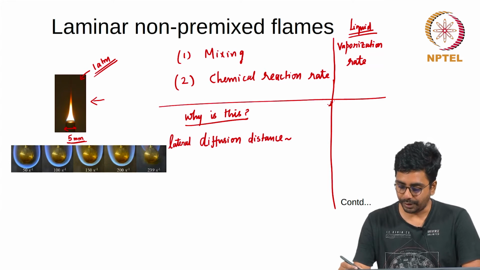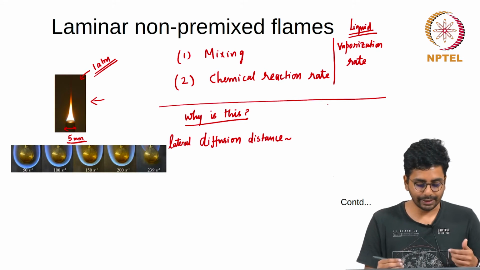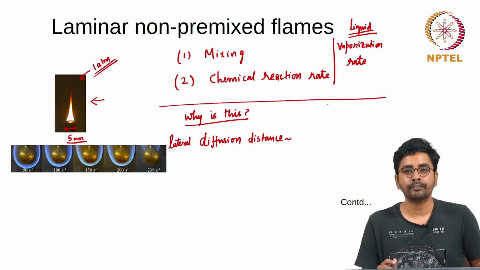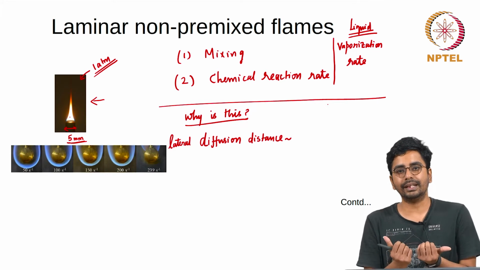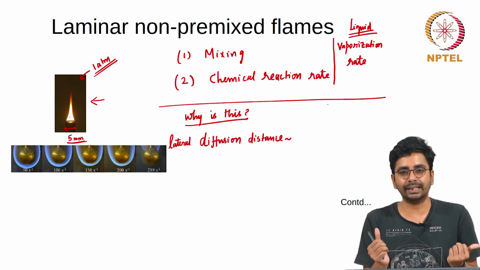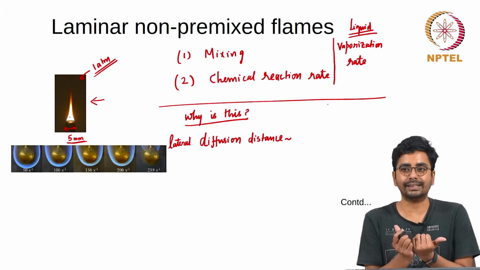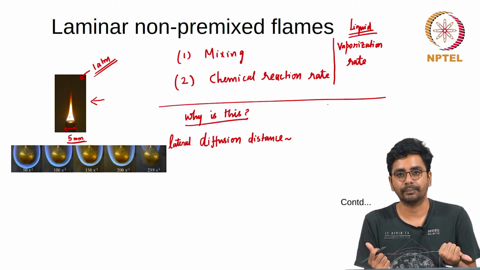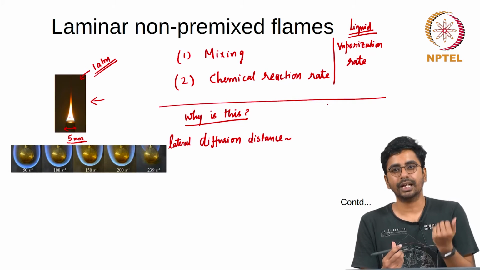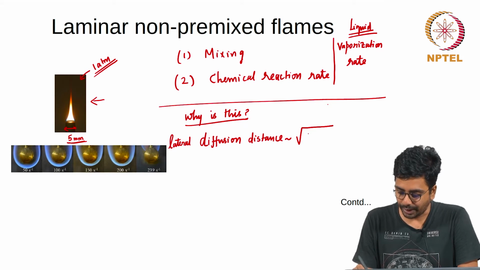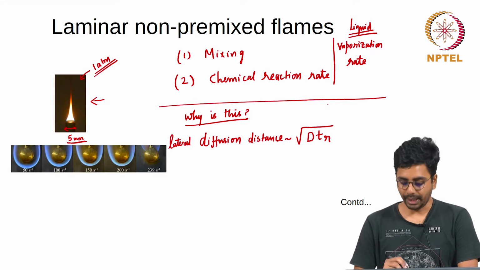What is the lateral diffusion distance? It is nothing but, if you consider the ethylene jet issuing out of this tube, it is the distance that ethylene can diffuse out and air can diffuse in, and ethylene and air can start mixing, okay. The distance that ethylene can move out before it starts reacting, okay. So it is the reaction rate controlled diffusion distance. So that is nothing but square root of the diffusion coefficient multiplied by the reaction time, okay.